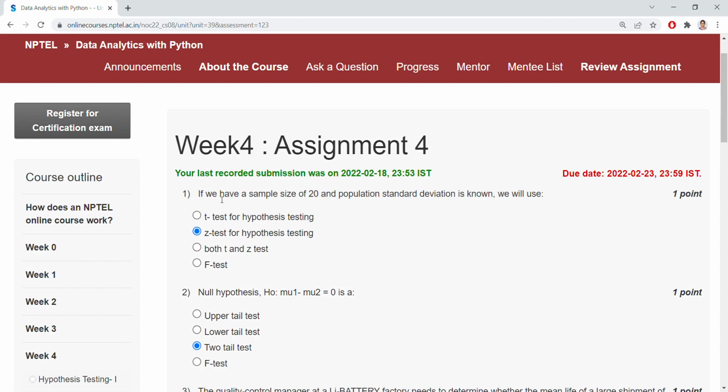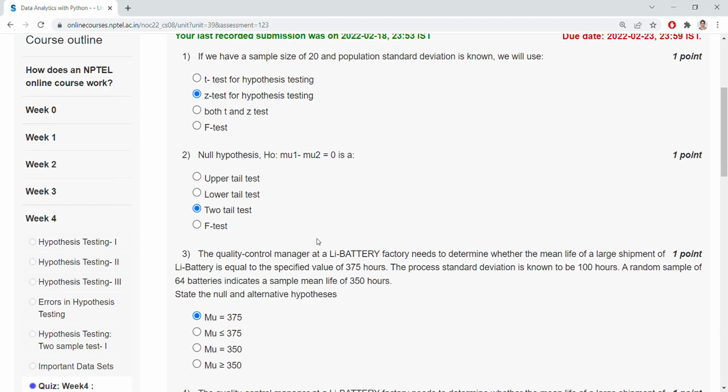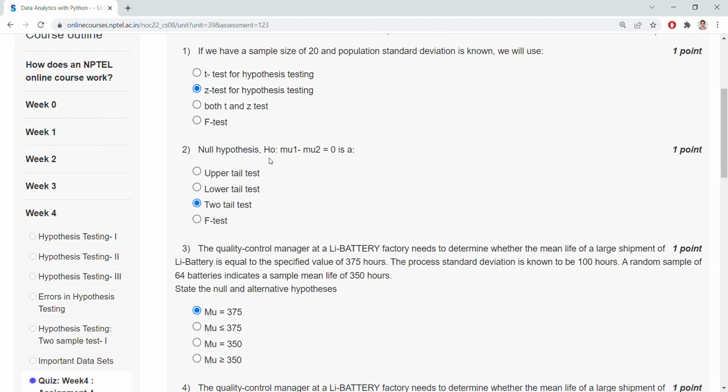Coming to the first question, if we have a sample size of 20 and population standard deviation is known, we'll use Z test for hypothesis testing. Null hypothesis H0: mu1 minus mu2 is equal to 0 is a two-tailed test.